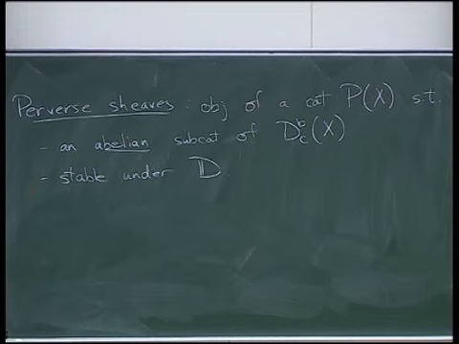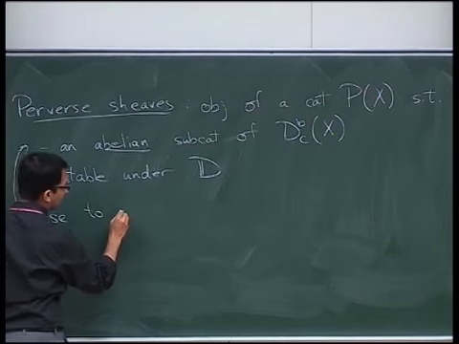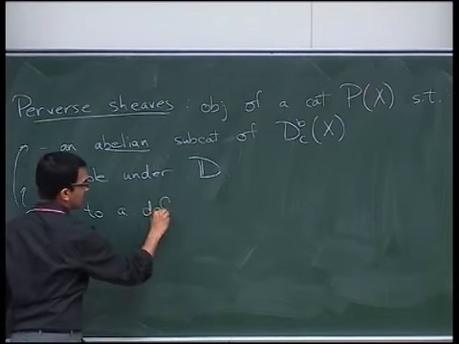That's not to say that every single object is. Some objects are stable under Verdier duality. Some are not, but the dual of a perverse sheaf is always another perverse sheaf. And these two properties, these are close to being a definition.